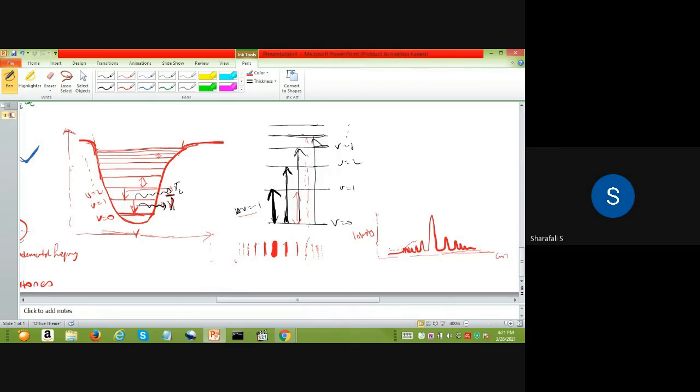So these values correspond to delta V equal to -1. This corresponds to +1. This corresponds to delta V equal to -1. Okay, so I think we can stop here, and we will discuss more about this vibrational spectroscopy in the next class.